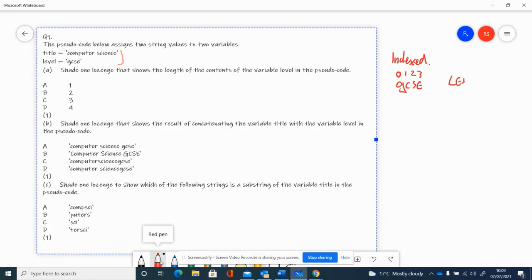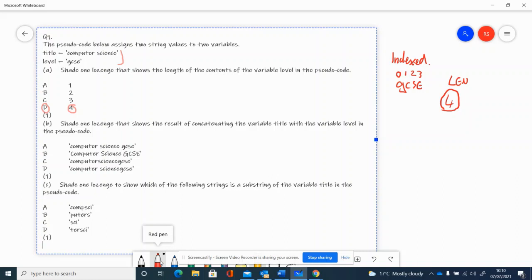So the length, and if we said len, like that in Python, it would return 4 because the length of that string is 4. So actually we can answer the first question straight away, because the first question says shade a lozenge, or we're just going to circle it in this case, that shows the length of the contents of the variable level in the pseudocode. Level's got 4 letters, and so the answer was 4, was D. So if we circled that, we'd be happy and we'd have got a point. So that was the first bit, which was just about indexing.